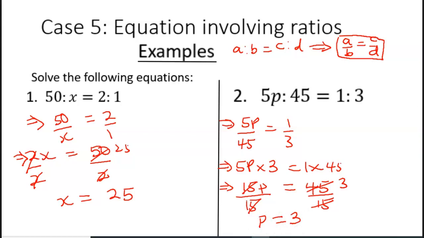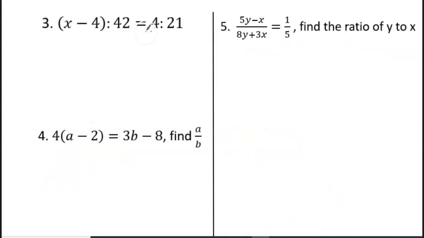Let's look at the next one. X minus 4 is to 42 is equal to 4 is to 21. Yes, as we have been doing, pause the video, work through all these 3 questions, and then you check with the answer that I'm going to get.